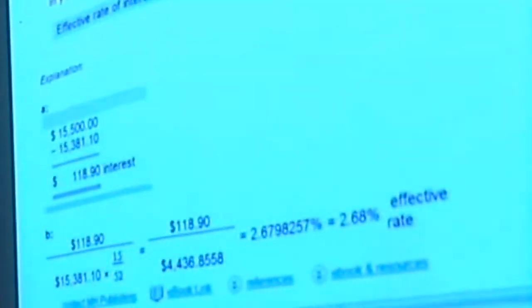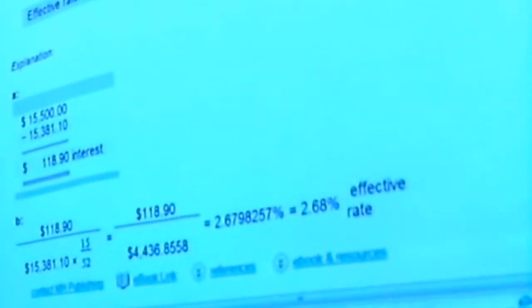Is that higher than the stated rate? 2.68% compared to... Did they even give it to us? No. Okay, never mind. It's higher. We'll just assume it's probably about 2.5. We'll assume, yes. No, we know it's higher. So, any questions on this one?